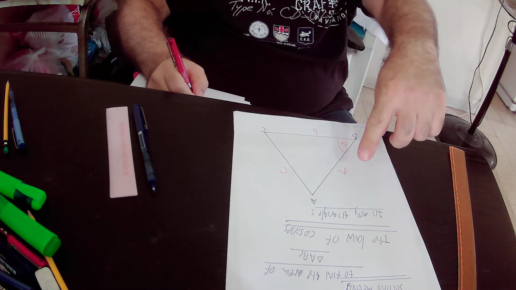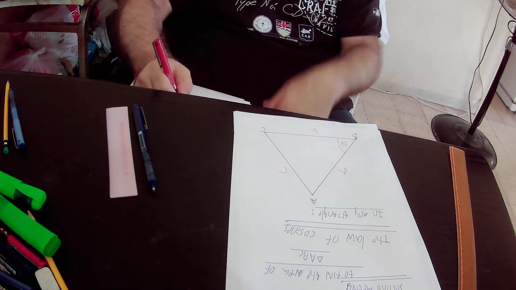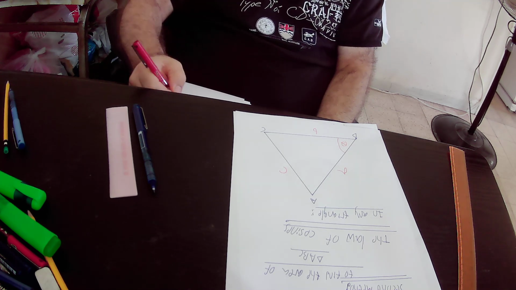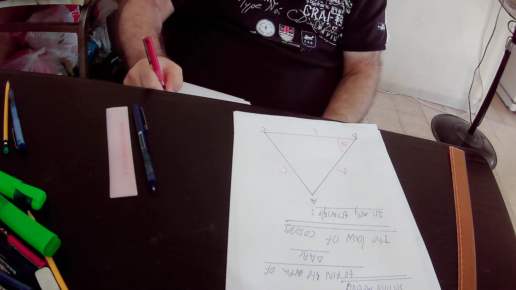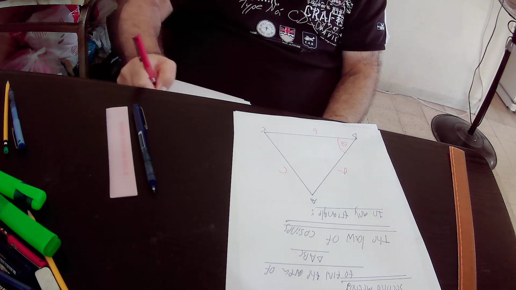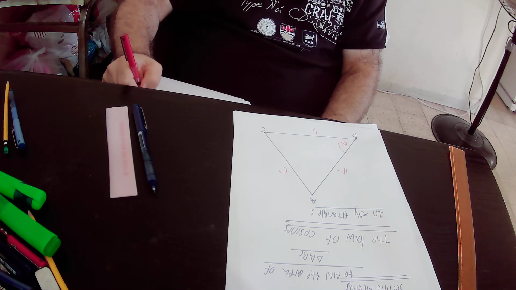equals A squared plus B squared minus 2 times A times B times cosine theta.